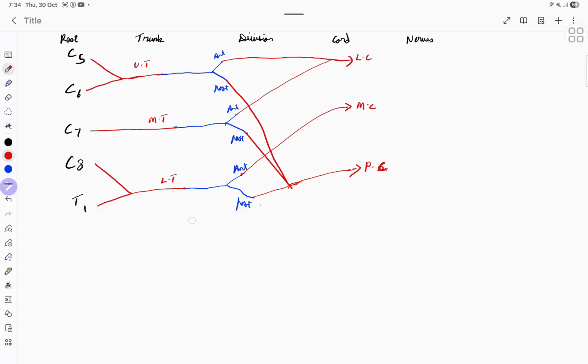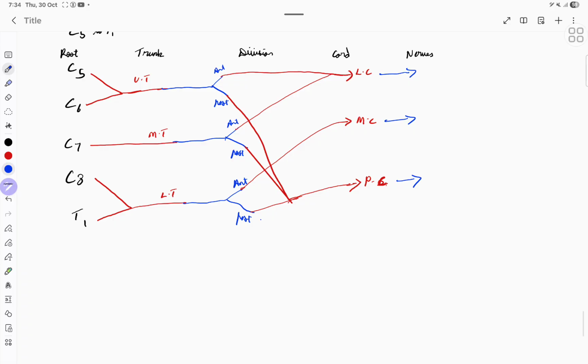Then it will give rise to the individual nerves. What are the nerves? We have a mnemonic for that. A famous one is LML 4MU. That means 4M and U. For the posterior cord we have another mnemonic called STAR.